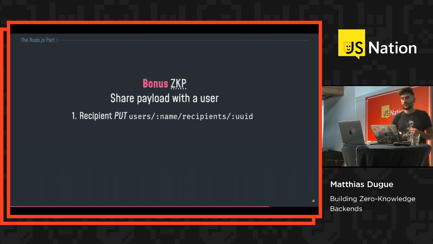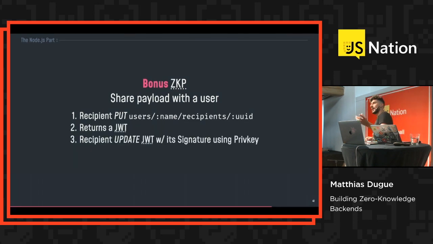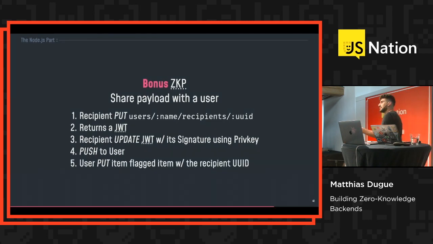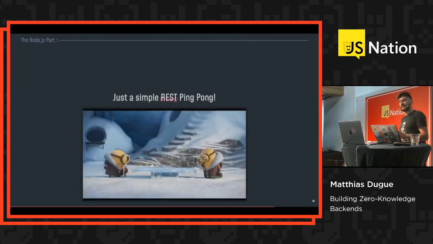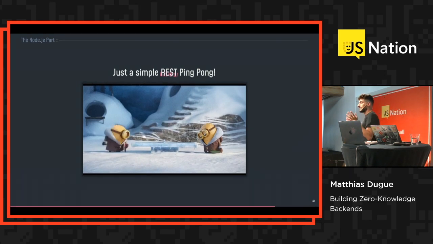So the first thing is to put a request in the recipients list of the user to ask for permission, then get a JSON Web Token, updating this token with my own private key signature to ensure I'm allowed to perform some kind of request on the user's data. Then this token is pushed to the user, and the user can then put some data flagged with the right recipient UID. So finally, this is just a simple REST ping-pong between your clients and your backend.